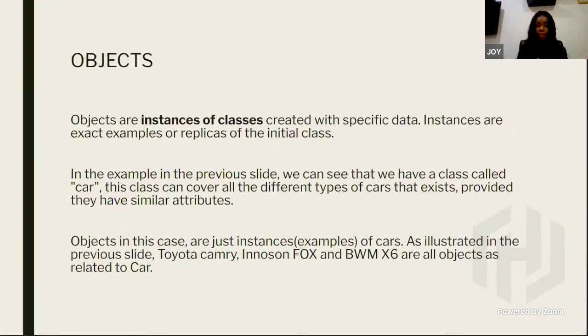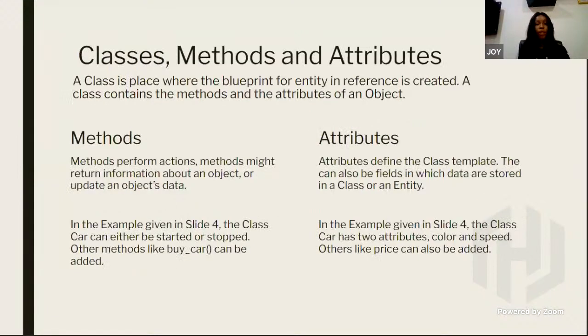That's the class. So now let's go to classes, methods, and attributes. What is a class? A class is basically the blueprint for which an entity is created. How I like to define it is I'll say a class is kind of like the DNA of the object. It tells you about the object.